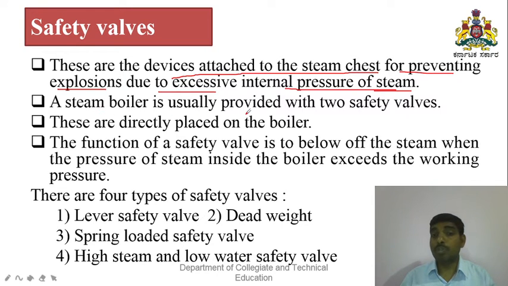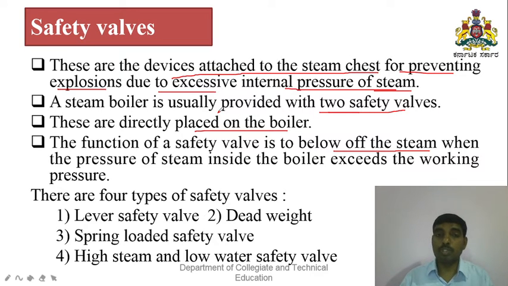A steam boiler is usually provided with two safety valves, which are directly placed on the boiler. The function of a safety valve is to blow off the steam when the pressure of the steam inside the boiler exceeds the working pressure. So here we have two safety valves, a low pressure and a high pressure one. There is a pressure limitation.